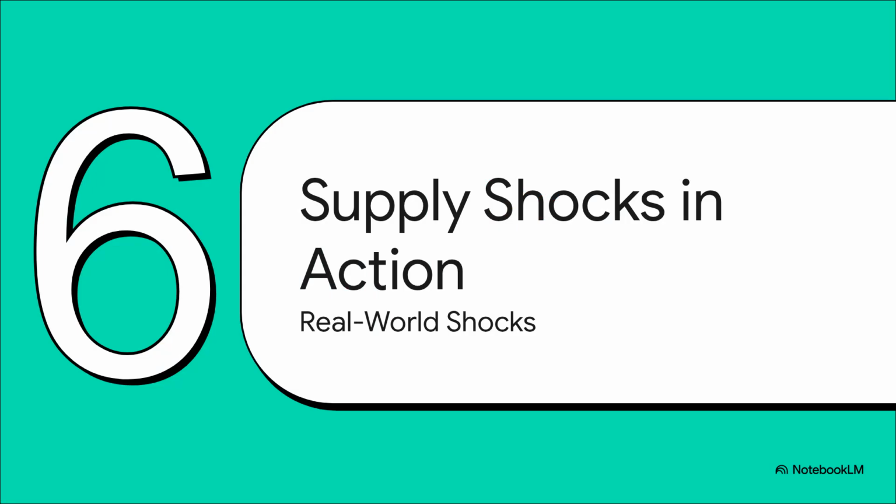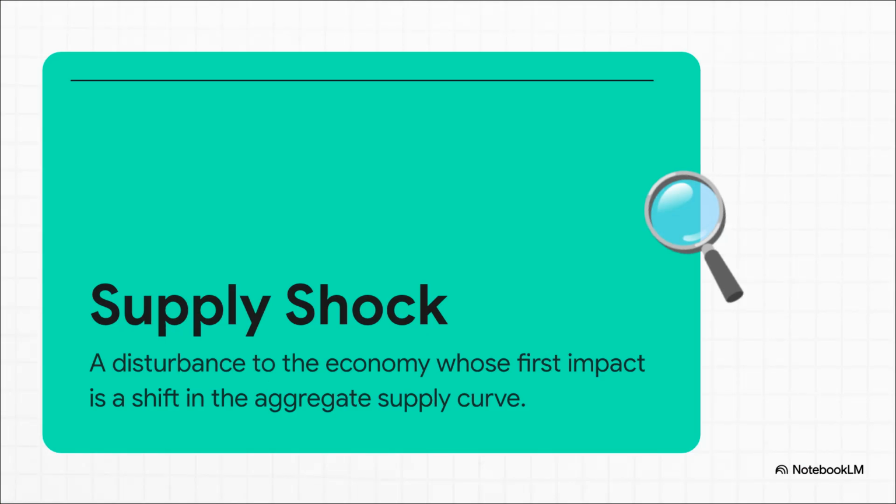And finally, Section 6, Supply Shocks in Action. To truly master this class and tether these theories to reality, we have to look at supply shocks. These are massive, sudden disturbances that fundamentally alter the cost of production across an entire economy. An adverse shock violently forces prices up and chokes output. A favorable shock, on the other hand, does the exact opposite. This is the real-world catalyst for absolutely everything we've mapped out today.